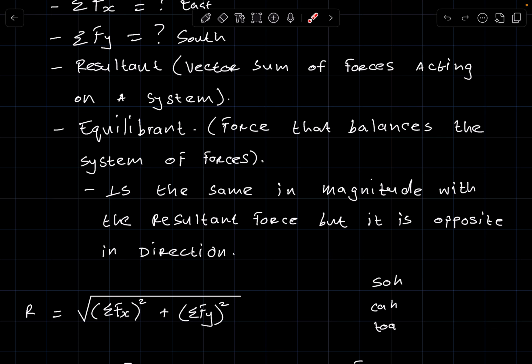So to calculate the equilibrant, you simply calculate the resultant, or the vector sum of forces acting on the system, and the equilibrant will be the same in magnitude as the resultant, but opposite in direction.